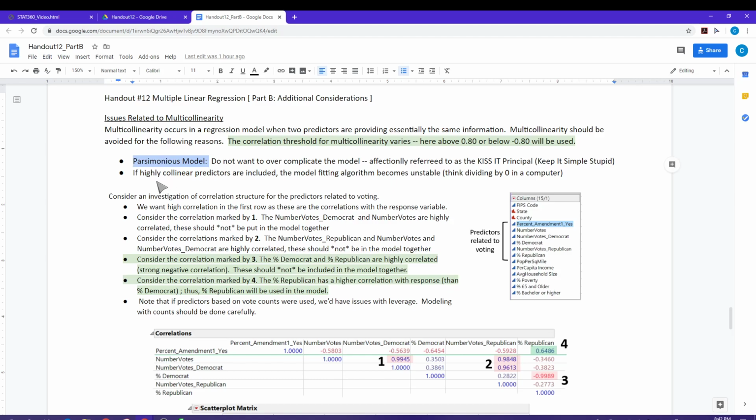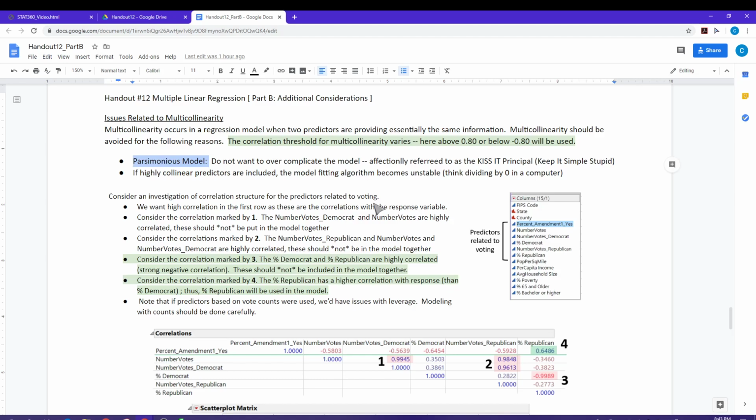Additionally, if you include highly collinear predictors, the model fitting algorithm in our software becomes more and more unstable. The reason it becomes more unstable is because it is more difficult to invert the X prime X matrix. You can think of this as trying to get a computer to divide by something that's very, very close to zero. Computers don't like to do that, and that's an unstable thing for a computer to do.